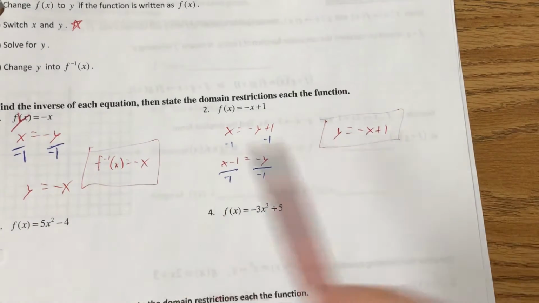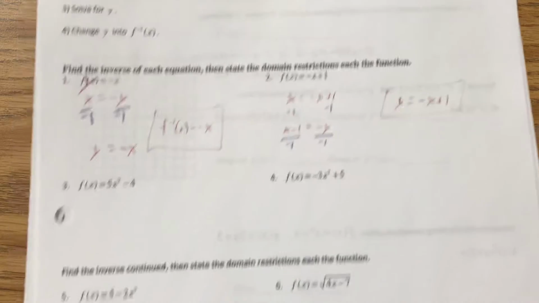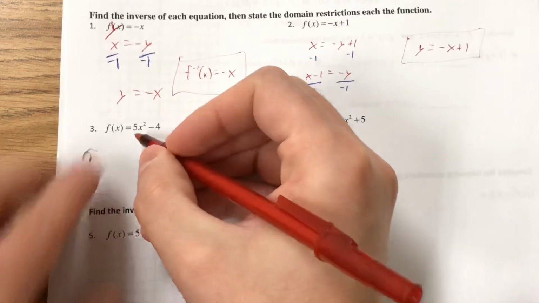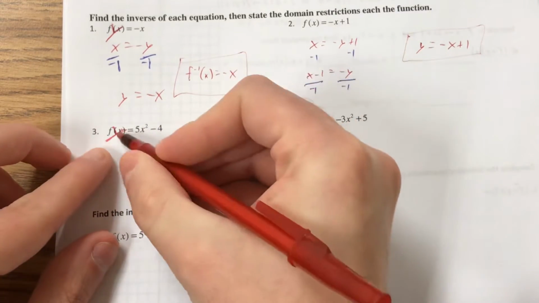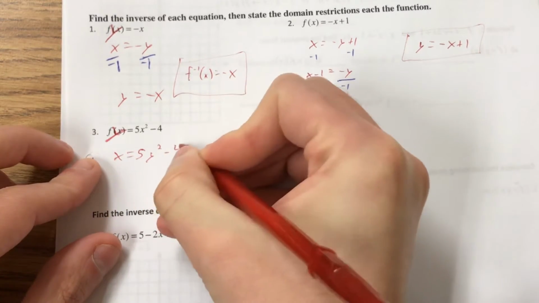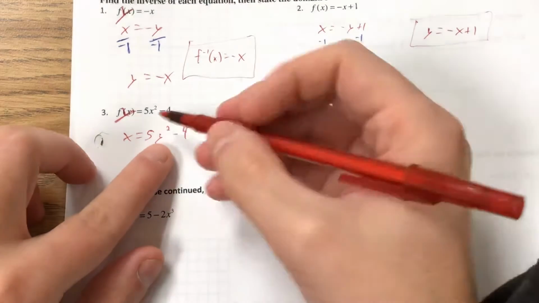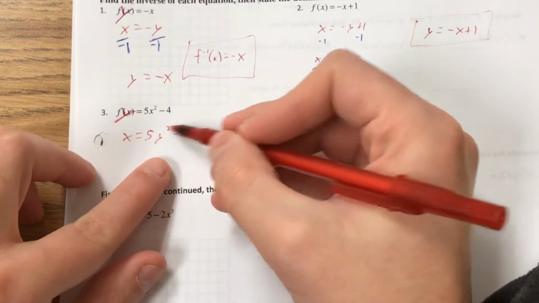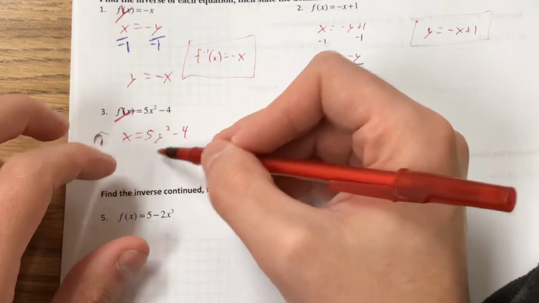So these two are comparatively straightforward, so I'll just leave it to you to look at them if you need to again. But going down to number 3, you are going to change this to a y, and then you will switch the x and the y, so it says x equals 5y squared minus 4. And you go through some algebra stuff to get y by itself. So you're going to have to get rid of the 5, the 2, and the minus 4, and you have to know what order to get rid of them. And once you get rid of all that stuff, then you will have your answer.